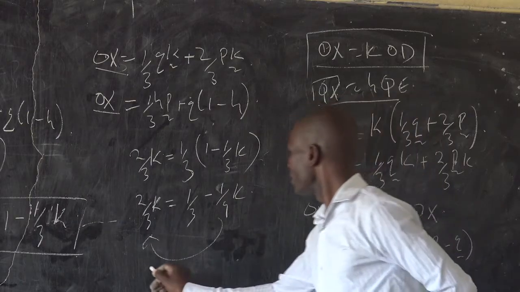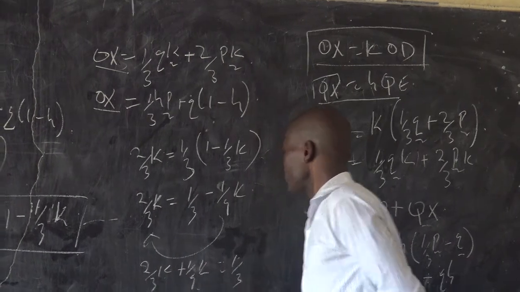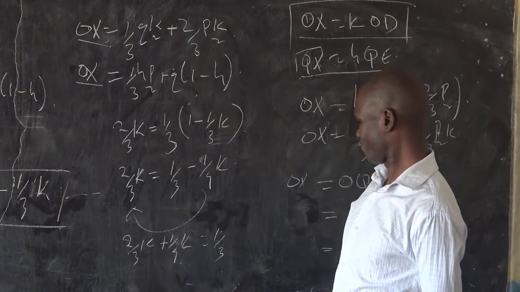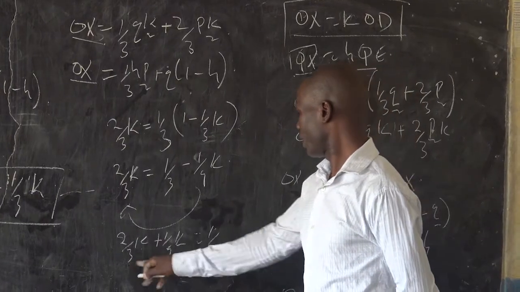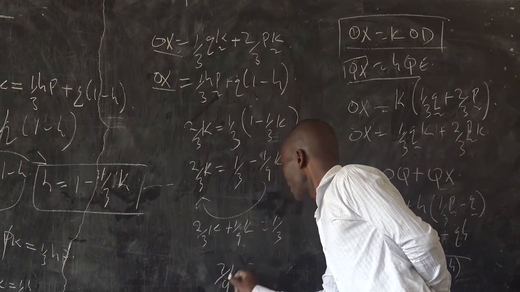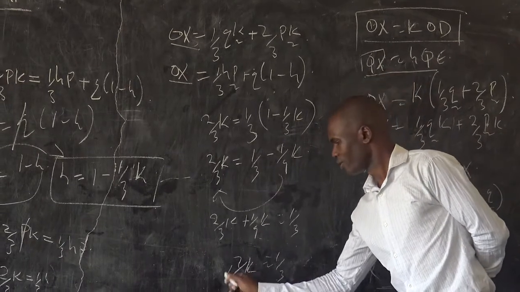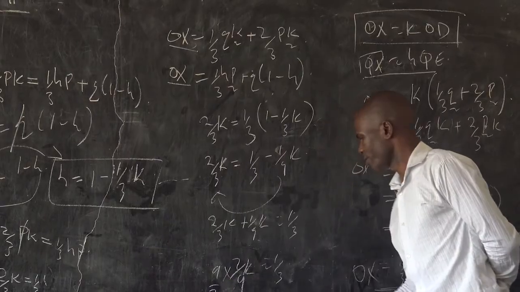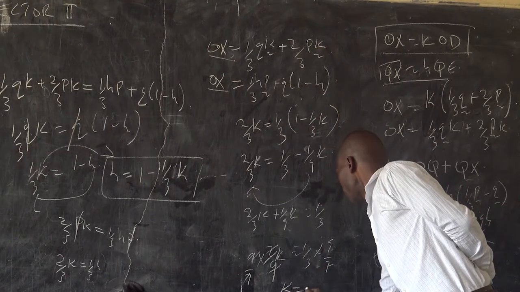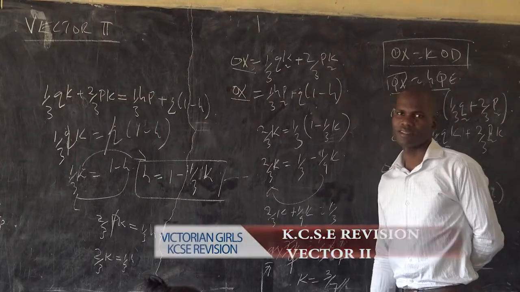So we bring this to this other side, collecting the like terms. So 2 over 3 k plus 1 over 9 k equals that. If you add this one, what do you get? 7 over 9, because the LCM is 9. So 7 over 9 k equals 1 over 3. Now, how do you get k? Multiply by the reciprocal, 9 over 7. So k equals 3 over 7. So far you have the value of k, 3 over 7.